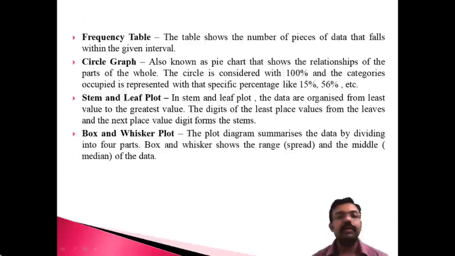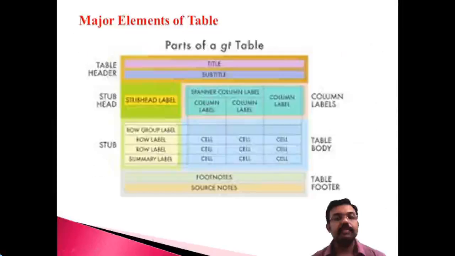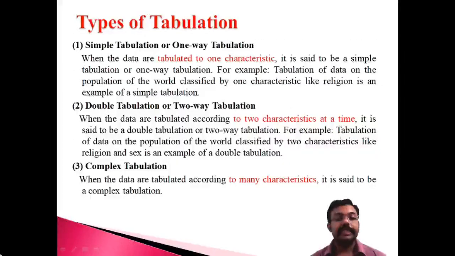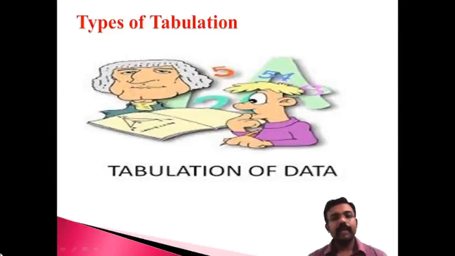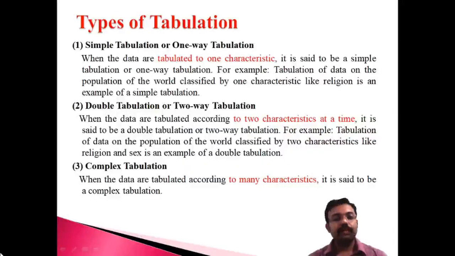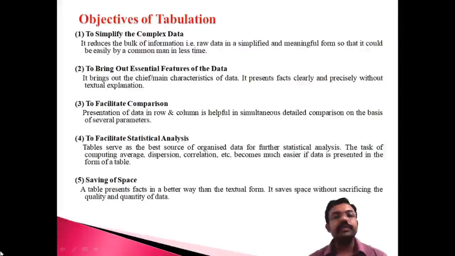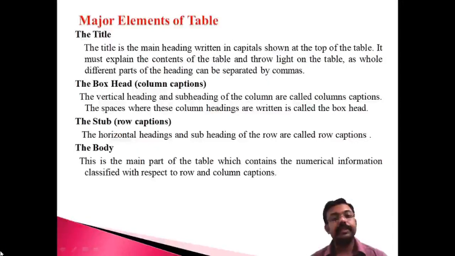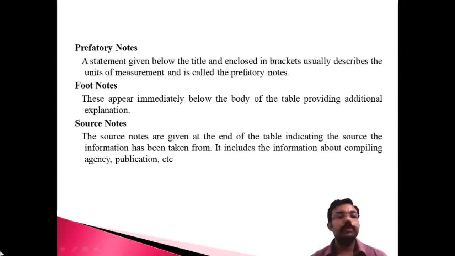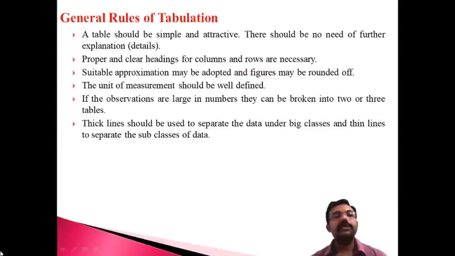First we discussed what is meant by tabulation. Tabulation is one of the important elements of data analysis, and tabulation means presenting the data in row-wise and column-wise information. That is known as tabulation. There is an example regarding tabulation and the different types of tabulation: one-way, two-way, and complex tabulation. These are the objectives of tabulation. These are the major elements of the table: the title, the box head, the captions, rows, body, prefatory note, footnote, source note. These are the important elements of the table. And these are general rules regarding tabulation.